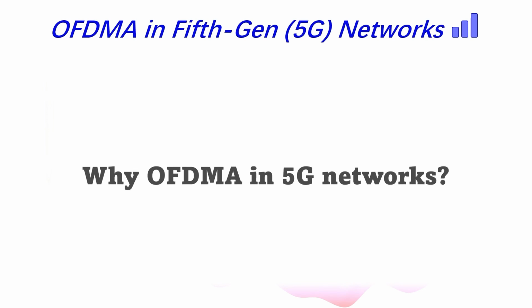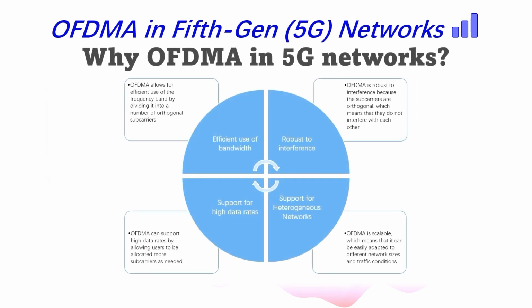Why OFDMA in 5G networks? As mentioned before, it has efficient use of bandwidth. This is because the frequency band is divided into a number of orthogonal subcarriers. It is also robust to interference because of these orthogonal subcarriers. Orthogonal subcarriers means that the signal it carries is mathematically independent from other subcarriers. This is because each signal in each subcarrier doesn't have common features that can cause interference or collision.